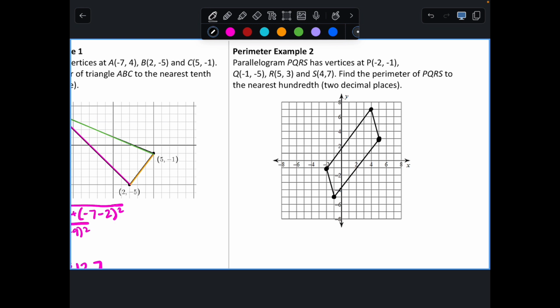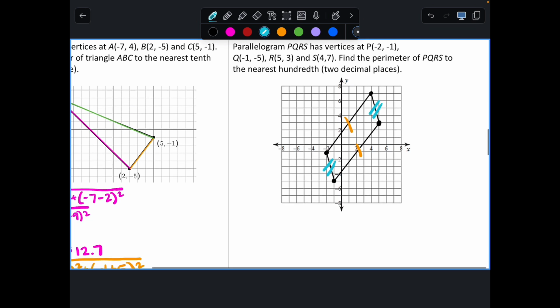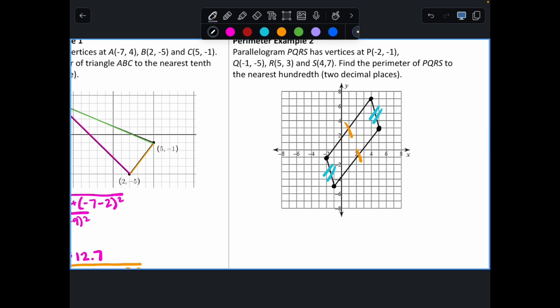You can borrow some, but here's the parallelogram. Now we know that with a parallelogram, these two sides are the same length and these two sides are the same length. So all I have to do is calculate two different distances and I just add it twice. So I'm going to label the points because that helps me.